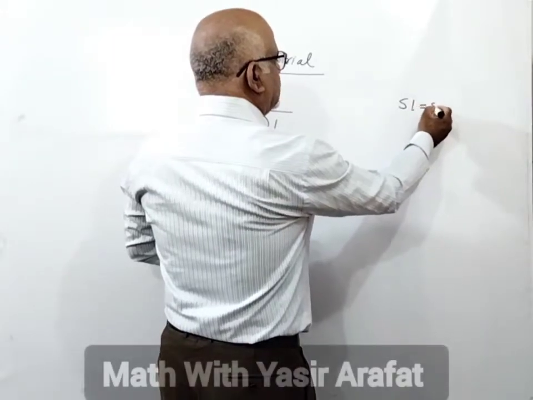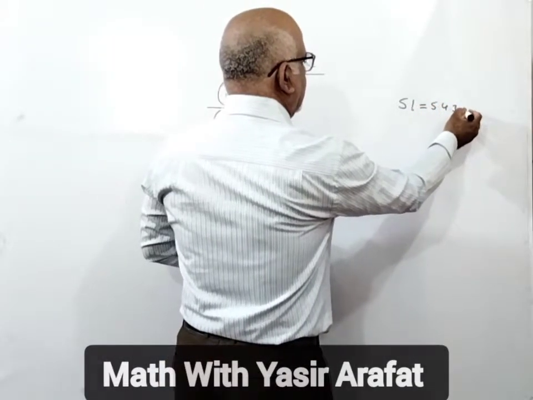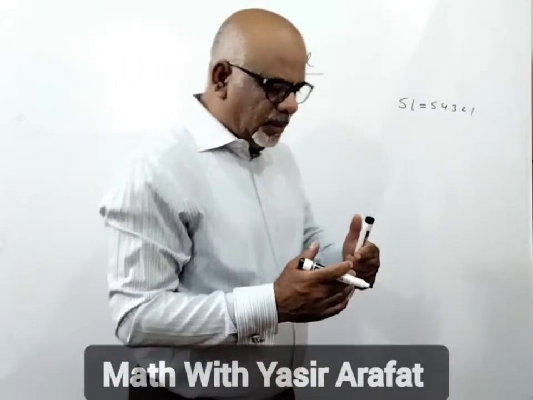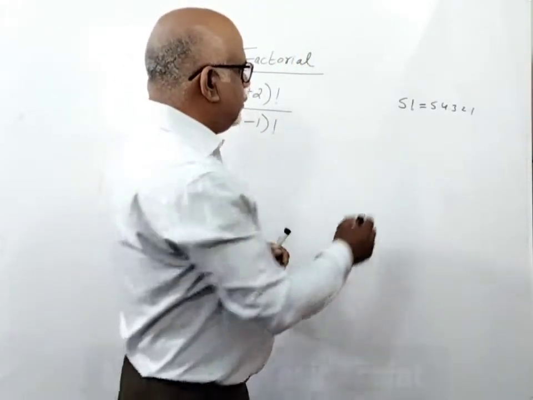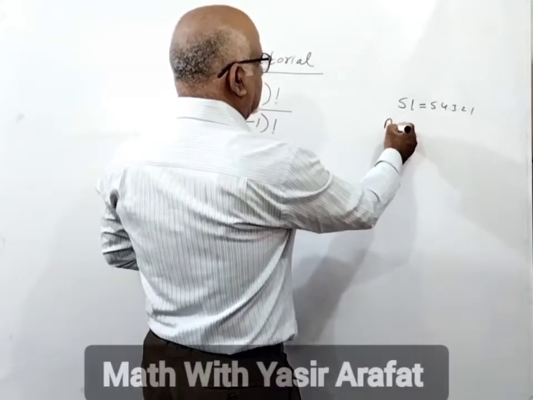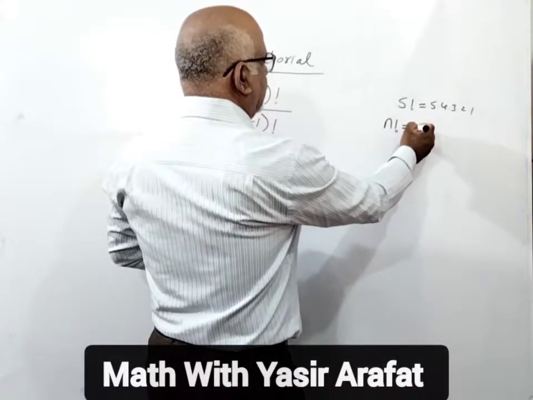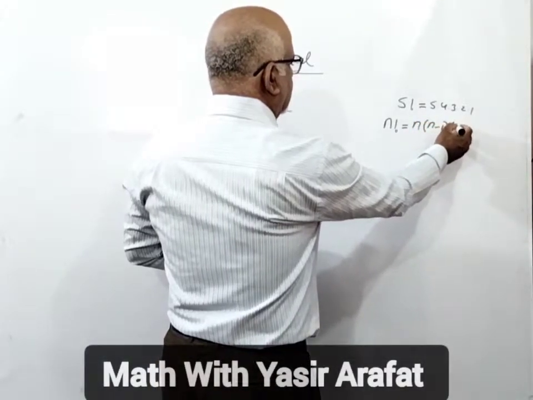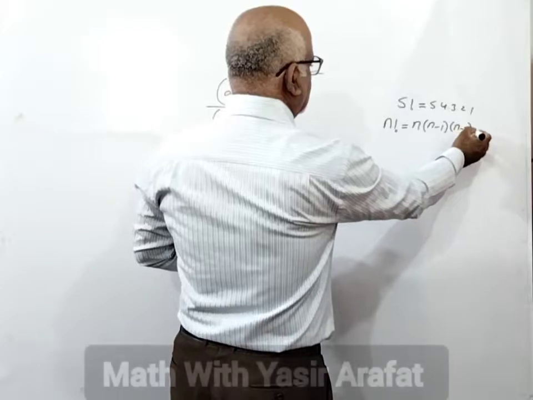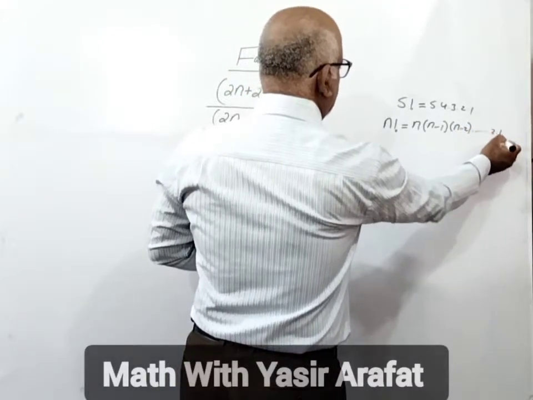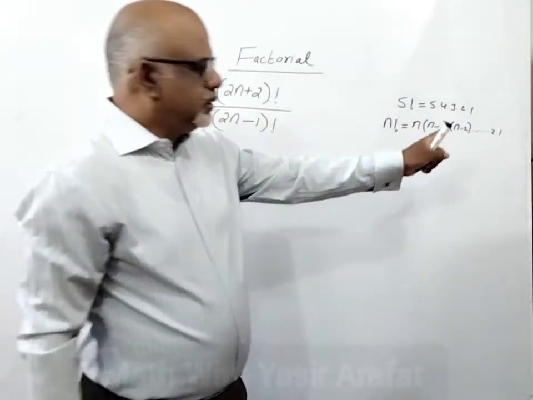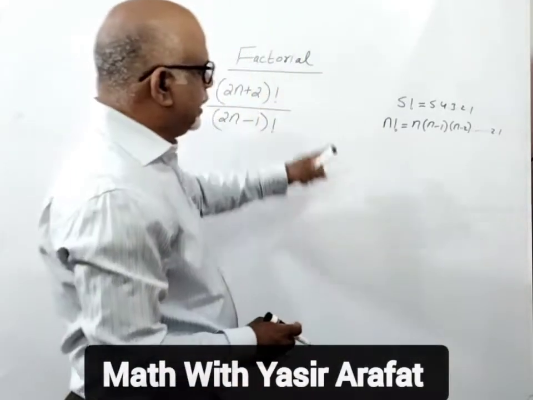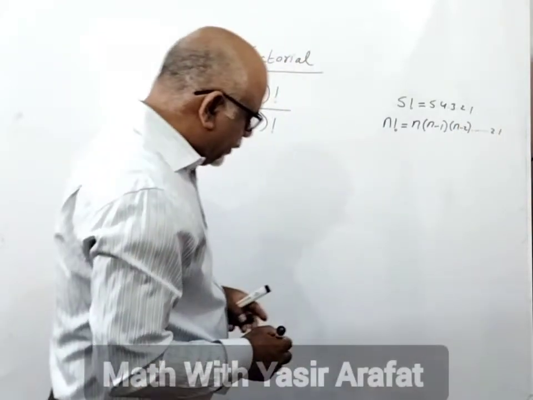5 factorial means 5, 4, 3, 2, 1. Factorial means the product of n till 1. For example, here this is n factorial. So we have to expand this one: n, n minus 1, n minus 2 and so on, down to the second last number 2 and the last number 1. So we can expand this one till 1.